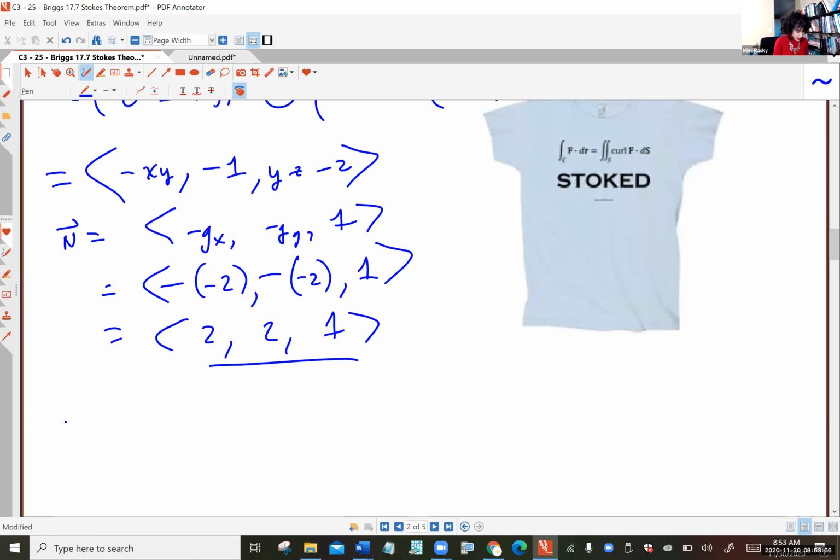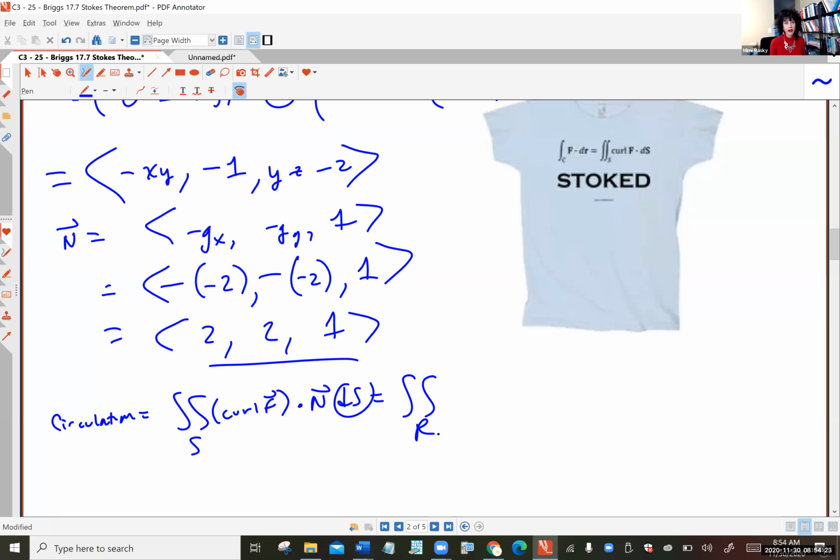So now the circulation that we're trying to find is this surface integral where you're going to take the curl of f and dot product that with n dS. And remember that the n's, when you unitize it, the magnitude cancels with the surface area element. So you don't even worry about this surface area element when you're doing one of these surface integrals. So you turn it into a regular double integral where the projection of the surface onto the xy plane, which we're going to call R. And then we got this curl, negative xy, negative 1, yz minus 2. And you're going to take the dot product of that with 2, 2, 1.